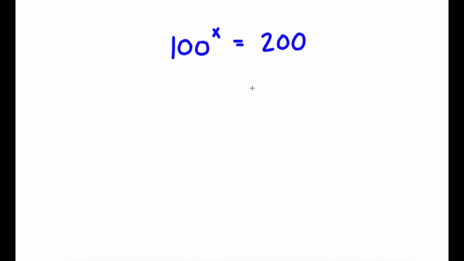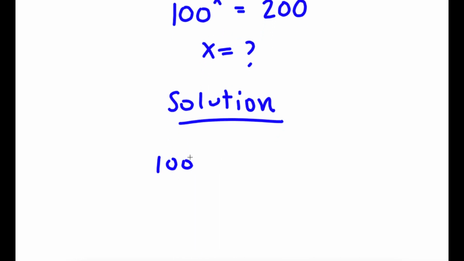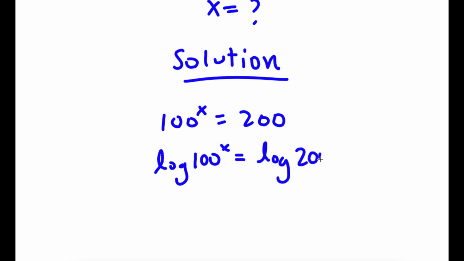Alright, so in this problem, I have 100 to the power of x is equal to 200. So I'm going to find the value of x here. So for my solution, first start with 100 to the power of x is equal to 200. And now I'm going to take the log on both sides. So now I have log 100 to the power of x is equal to log 200.